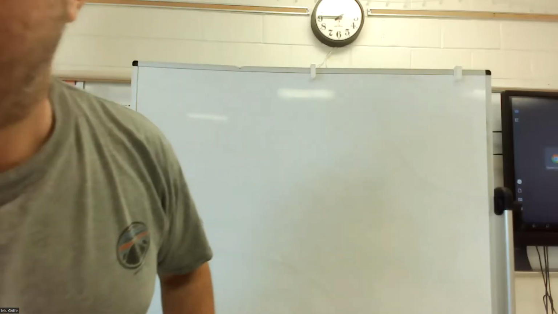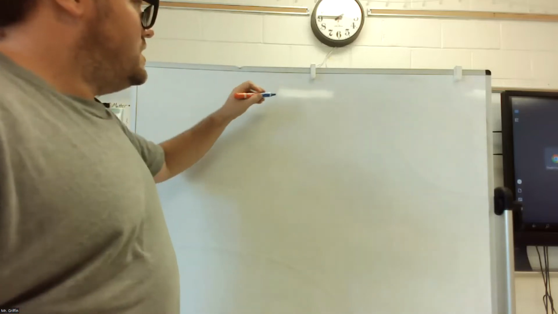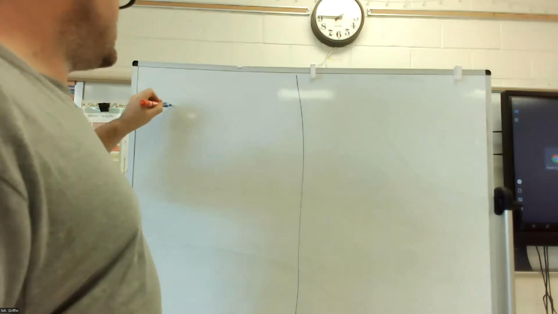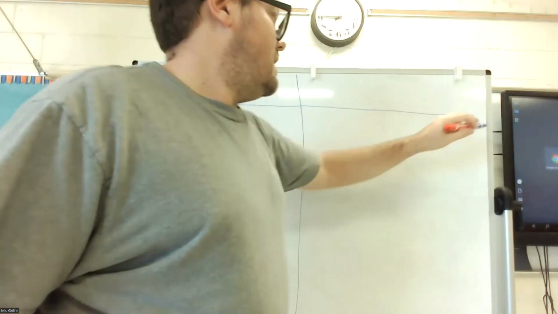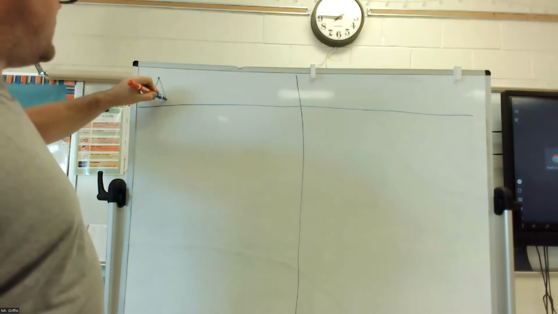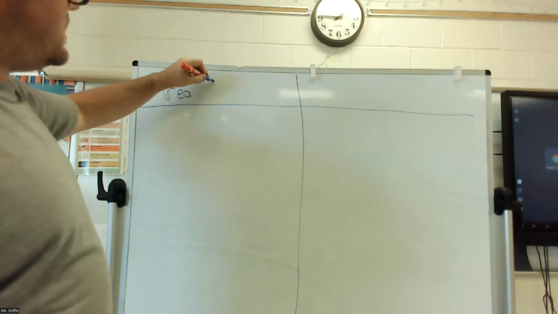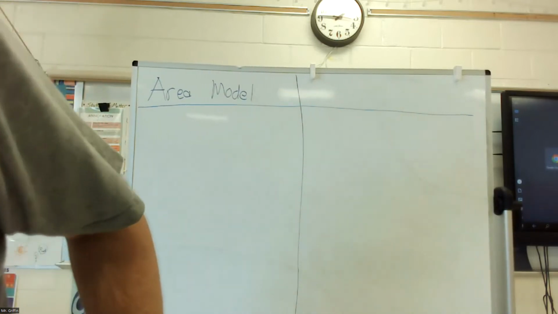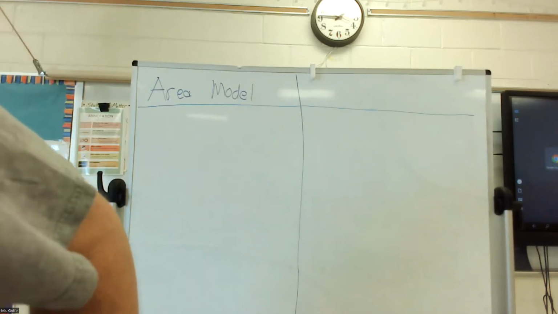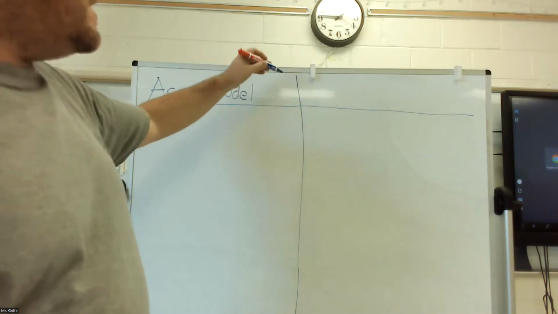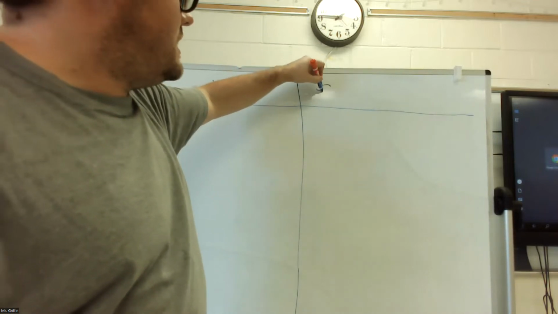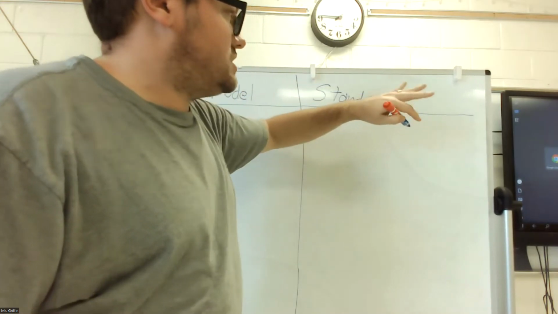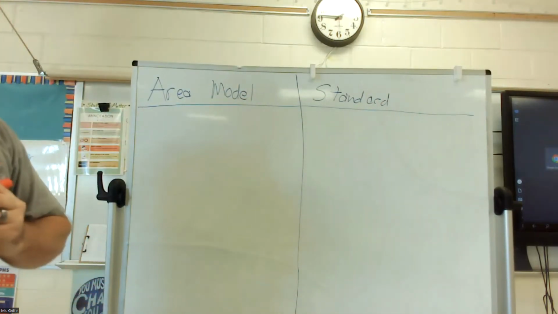So take a look at my whiteboard. In the middle of the page, make a T-chart, starting at the very top of your page. On one side, I want you to write area model. Hopefully you guys can see that with the lighting. And on the other side, I want you to write standard. Just going to put standard. All right.